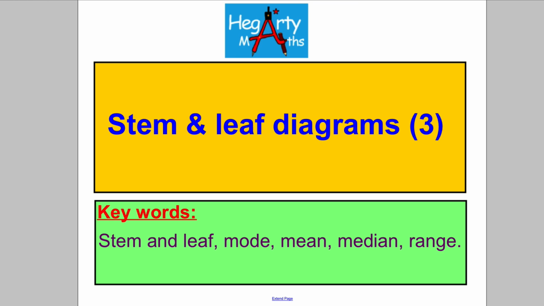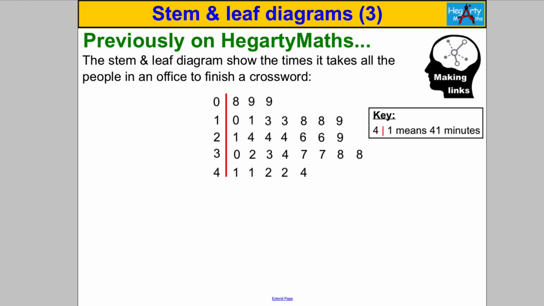So, I want to introduce a new idea to you. Already, we have seen a stem and leaf diagram and drawn a stem and leaf diagram, and here is an example of one showing the times it takes the people in an office to finish a crossword. Now, suppose I asked you the following question. Compare the times of men and women in the office.